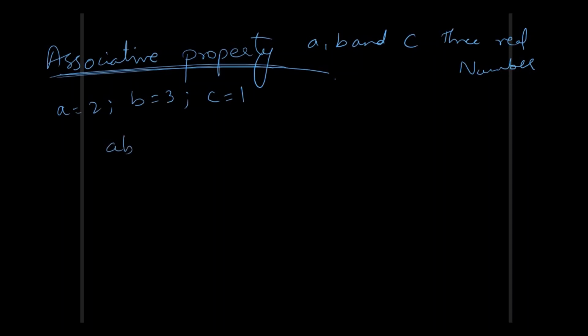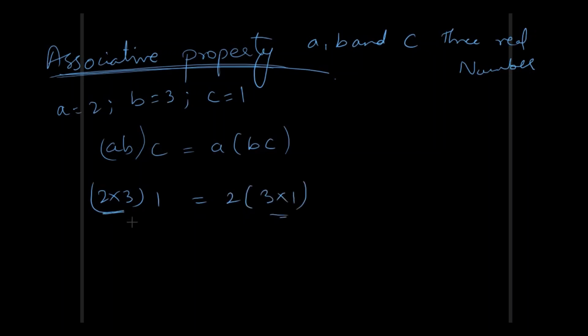Okay, (a b) c equal to a (b c). 2 into 3 into 1 equal to 2 into 3 into 1. First we'll solve this: 2 3s are 6, into 1 is 6. On the other side, 3 into 1 is 3, and 2 into 3 is 6. 6 equal to 6. So it satisfied the multiplicative associative property.